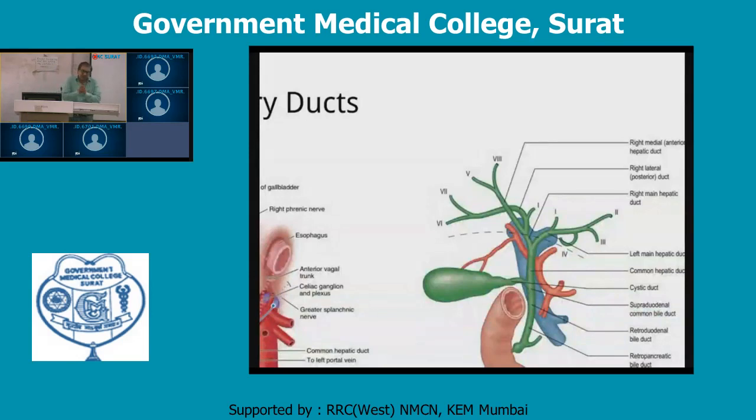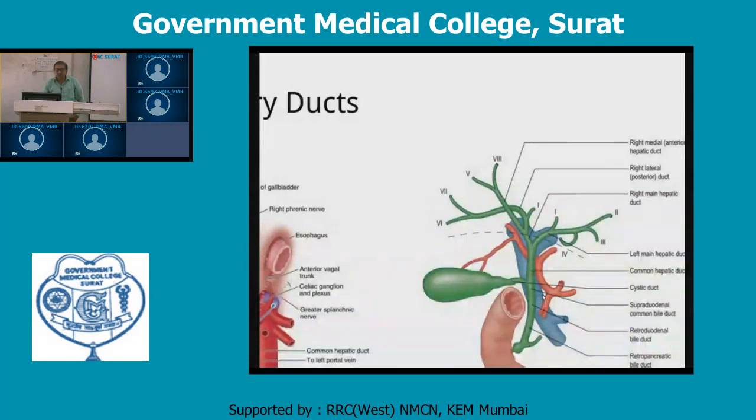Now the retroduodenal part. Obviously in front of the retroduodenal part, the first part of the duodenum will be there. Posterior to this retroduodenal part is the portal vein, and towards the left, now the artery is changed, it's the gastroduodenal artery.